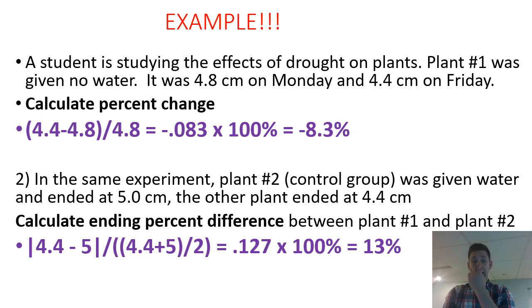But anyways, to find the percent difference between these two plants, we find the difference of 4.4 and 5, which is 0.6. We then divide that by the average of 4.4 and 5, which is 4.7 or so. You divide the two and you get 0.127, multiplied by 100%, and you get 12.7%. I rounded to 13%.